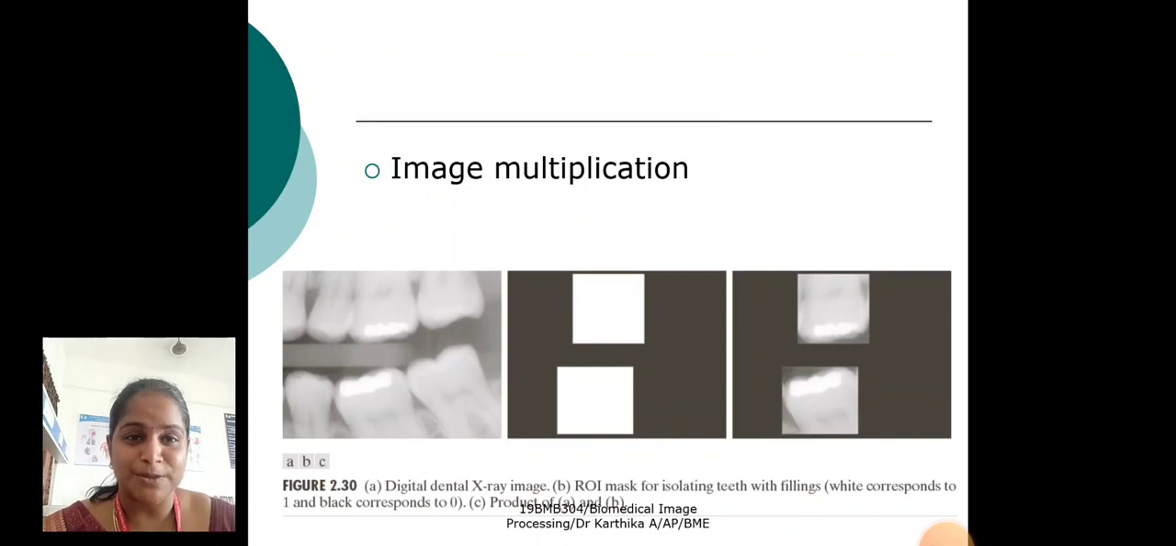Also we have image multiplication. First one is our digital dental X-ray image. Second one is the ROI, region of interest, mask for isolating teeth with fillings. And the final one is the multiplication, the product of image A and image B.